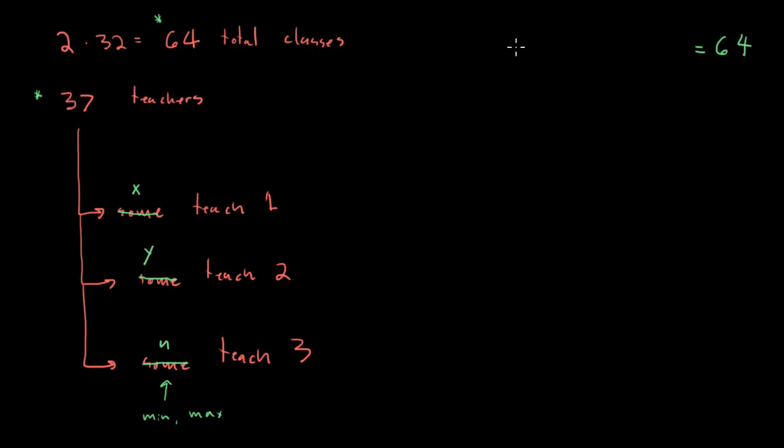So let's see. If we're talking about classes, x of the teachers teach 1, so the number of classes is just going to be x teachers times 1 class each, or 1x, or just x. And if we're talking about the 2 class teachers, well, we've got y teachers each teaching 2. That means the classes involved will be y times 2, or 2y. And the classes involved here for the 3 class teachers will be 3n.